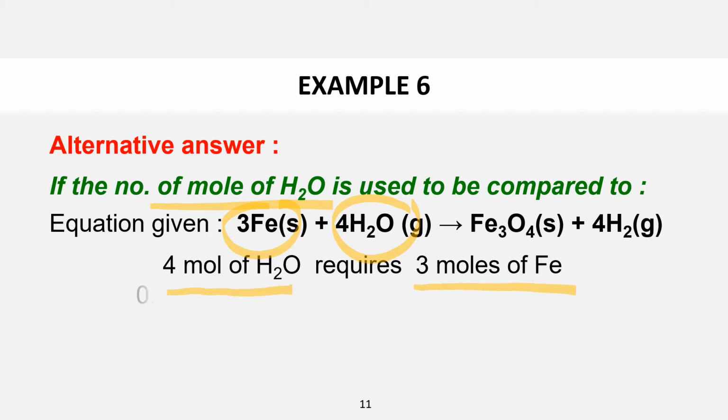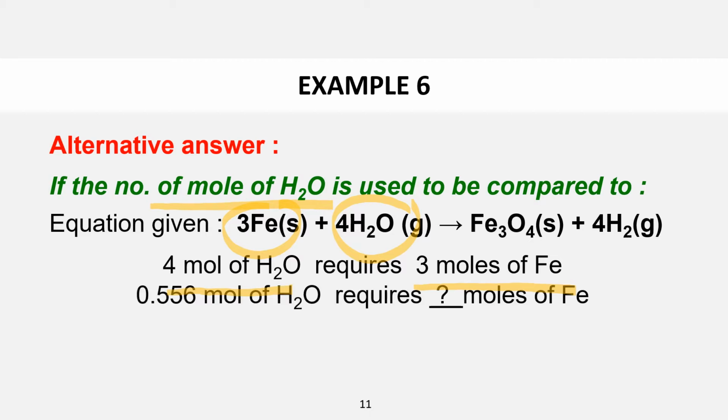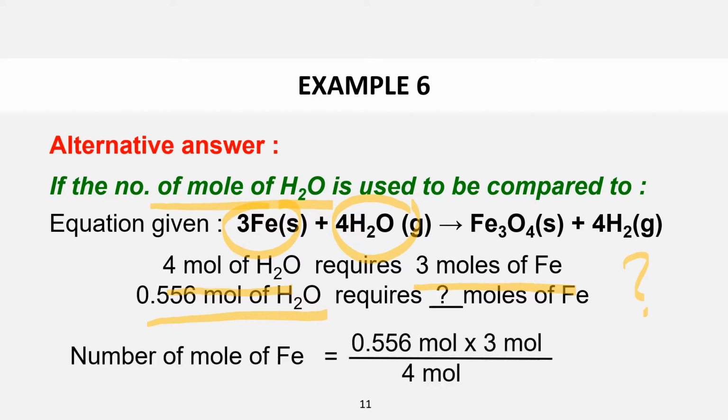Therefore, if 0.556 mole of H2O is available, how many moles of ferrum are needed? To determine the number of moles of ferrum needed, we can use the cross-multiply method. Thus, we obtain the number of moles of ferrum needed, which equals 0.417 mole.